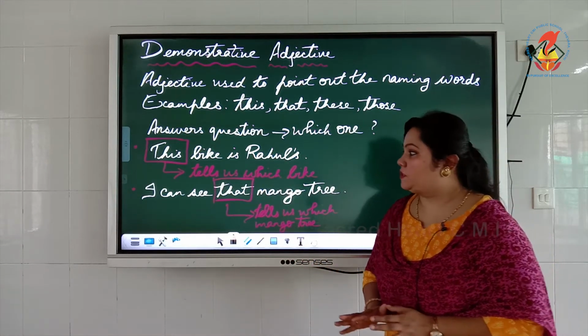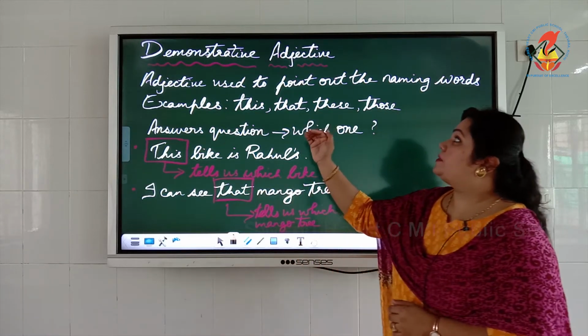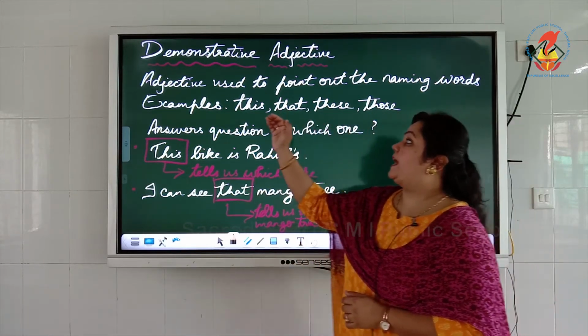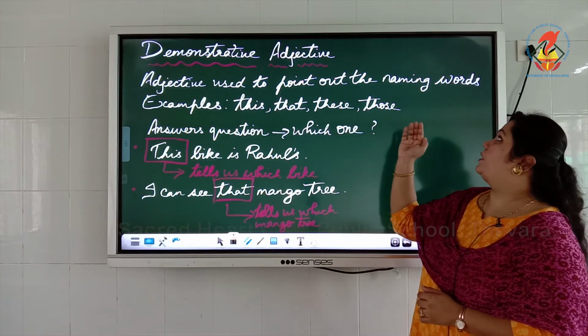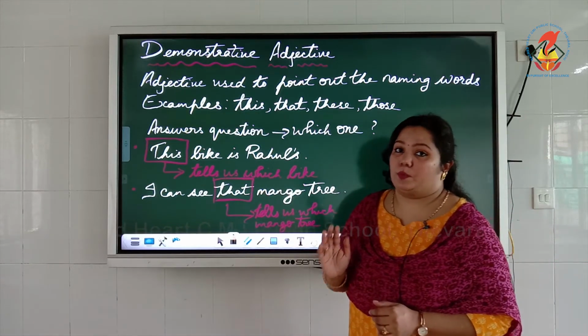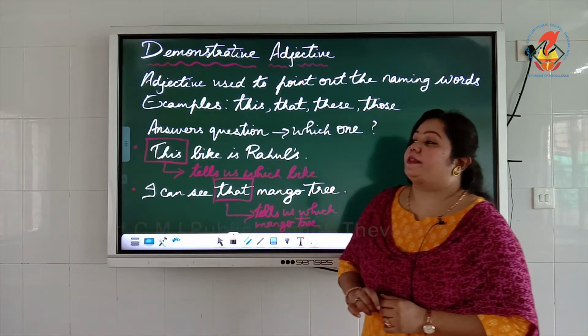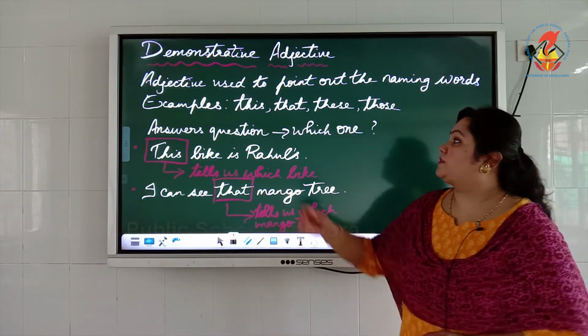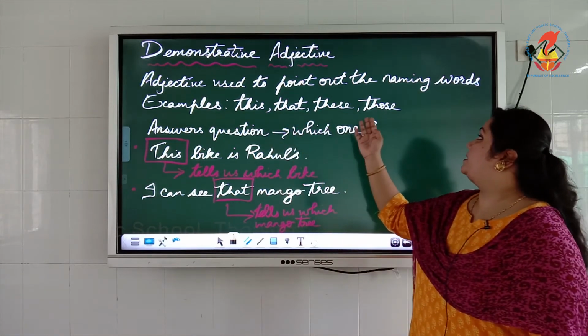Okay, I hope you understood that, children. So demonstrative adjectives are adjectives used to point out the naming word in a sentence. And the examples of demonstrative adjectives are this, that, these and those.